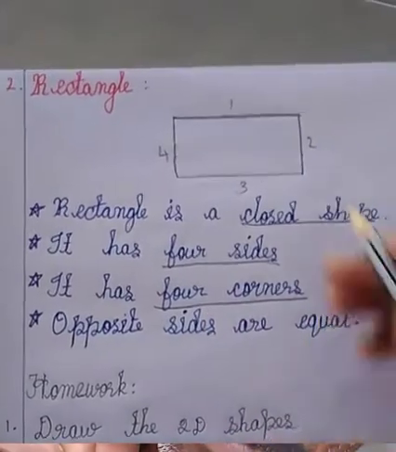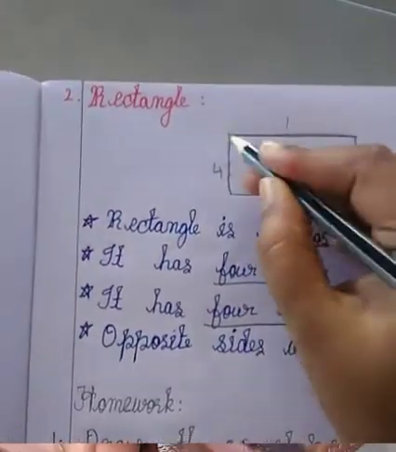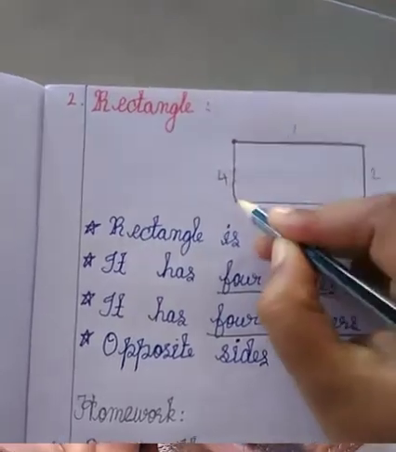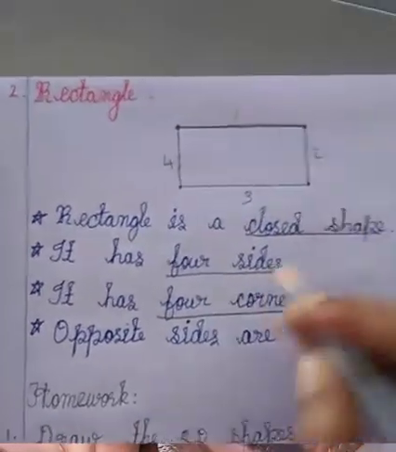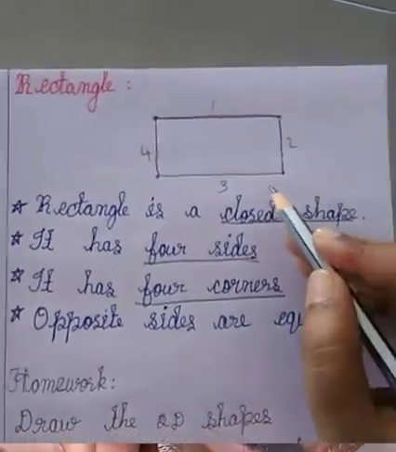Okay, it has four corners. Corner means what? The point where two lines join is called a corner. See, 1 2 3 4. There are four corners in a rectangle.